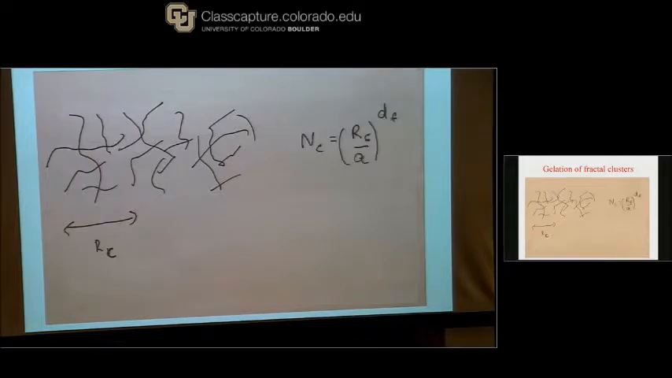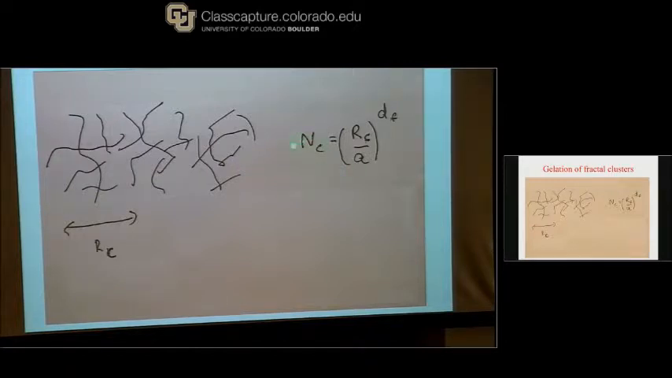So if I want to look at gelation of fractal clusters, I can calculate how many particles there are in the cluster whose size is R_c. It's just the mass. OK, I'll call it the number. So I divide by the size of the particle, and the radius of the cluster is just that to the fractal dimension. Because this is less than 3, it's growing more slowly than space, right? So as I make it larger and larger, I'm filling more and more space.